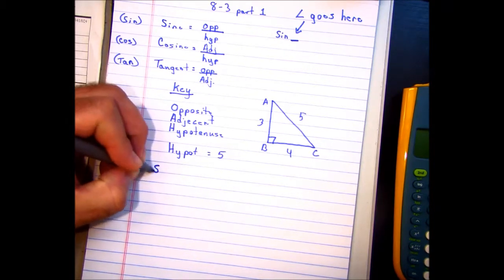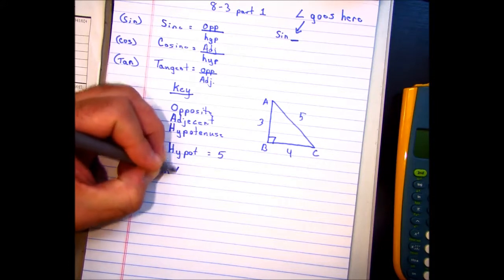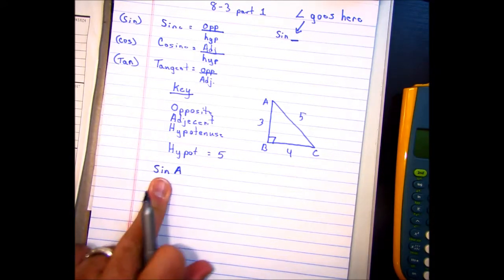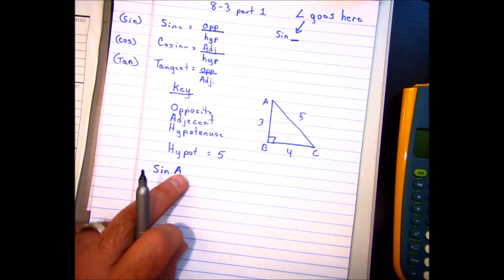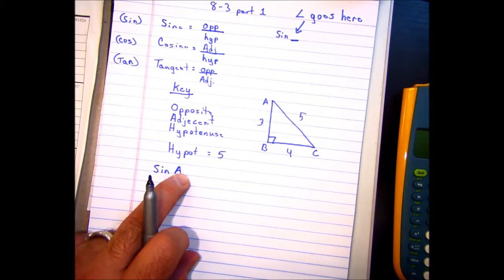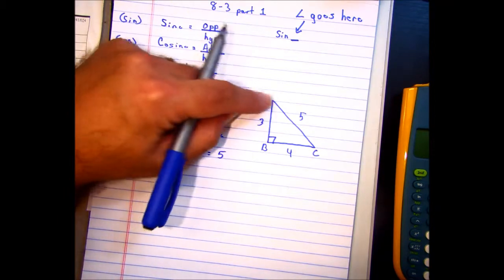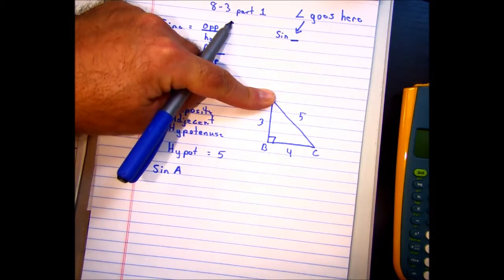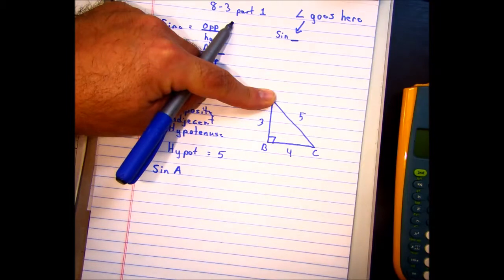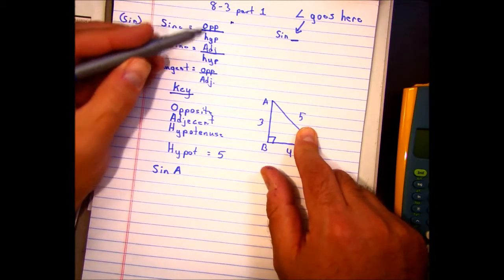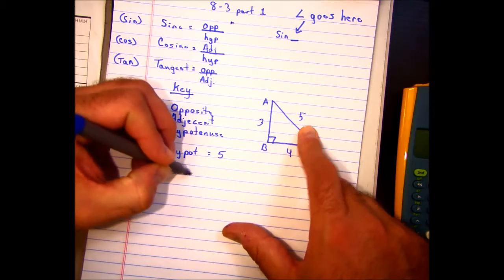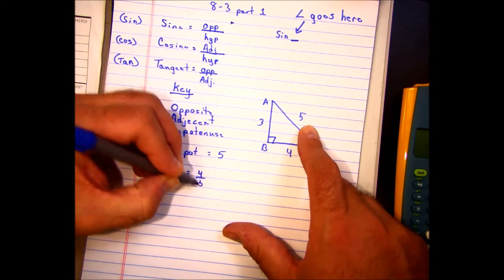If I asked, what is the sine of A? This is what the ratio is, opposite over hypotenuse. This is where I'm starting, the sine of A. So I put my finger on A. What is the side opposite? 4. What is the hypotenuse? 5. Opposite over hypotenuse, 4 over 5.